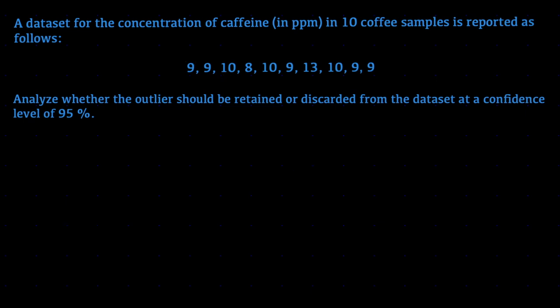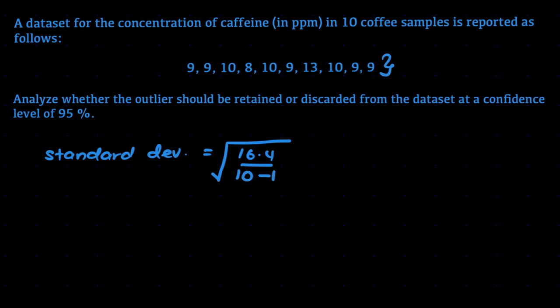After that, you can finally calculate the standard deviation. The standard deviation is equivalent to the square root of the summation just now, which is 16.4, divided by the number of samples, which is 10 minus 1. So your standard deviation should be equivalent to the square root of 1.8222. Therefore, you will get your standard deviation equivalent to 1.3499.